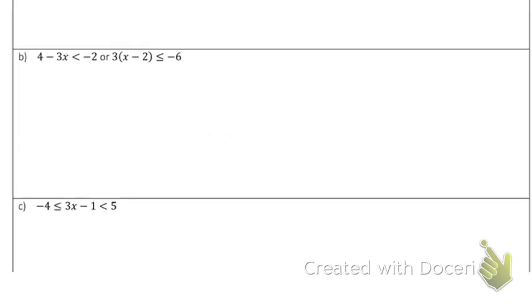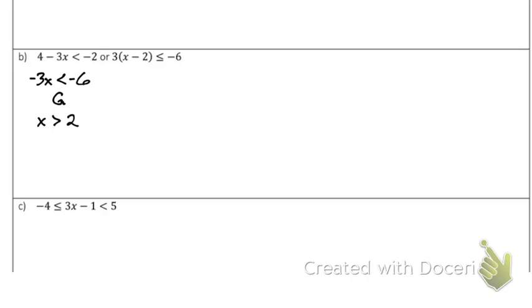All right, 2 more to go. This is an OR statement. So it is a union. We're going to solve it just like normal. So we have negative 3x is less than, so I subtracted 4 from both sides, that would be negative 6. I am dividing by a negative, so we're going to flip our sign. And we are going to have x is greater than 2.